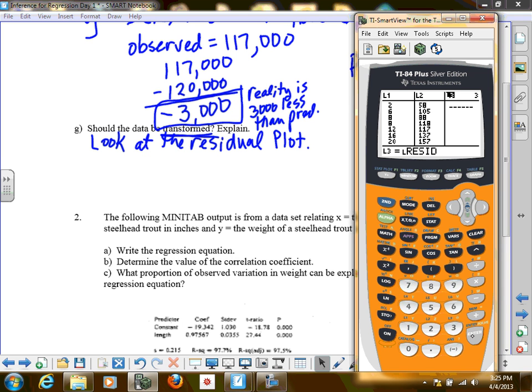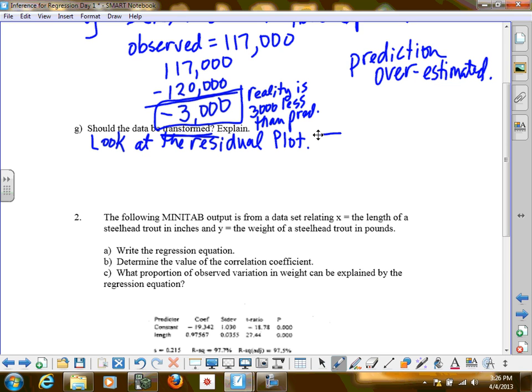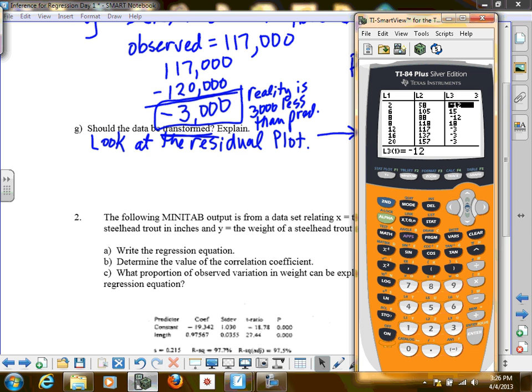Did you all stat calc this data, L1, L2? If so, then you are ready to do this. So here we go. Okay. And there are the data. Let's analyze here. Look, at the 12 mark, at x equals 12, L2 was 117, which was a discrepancy of negative 3,000. We already did that in the computation.